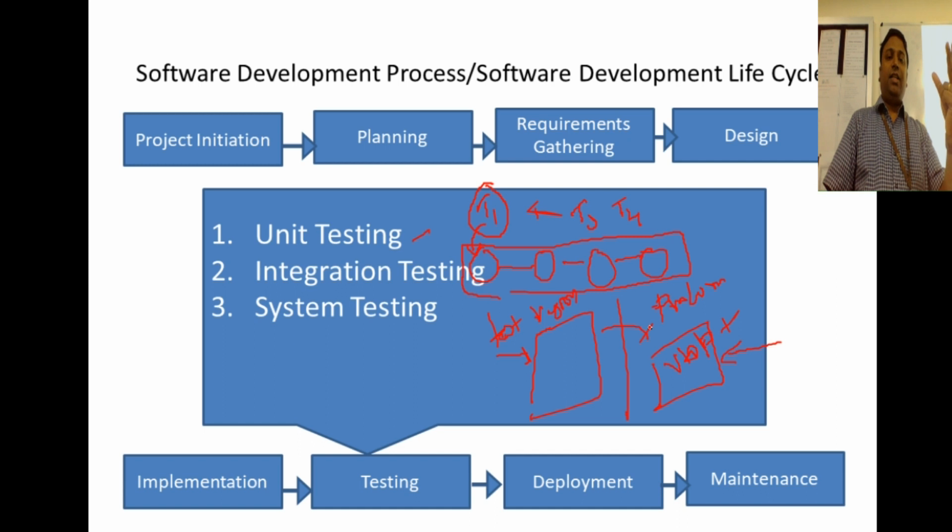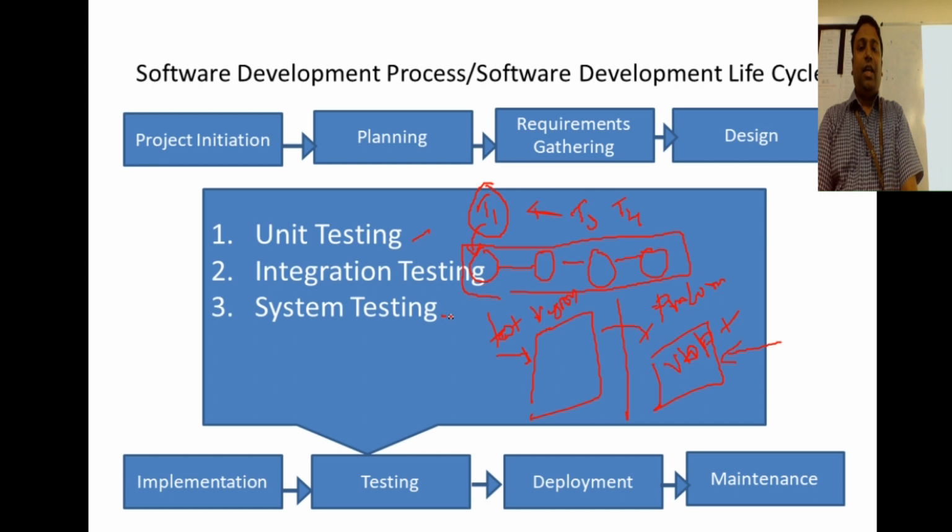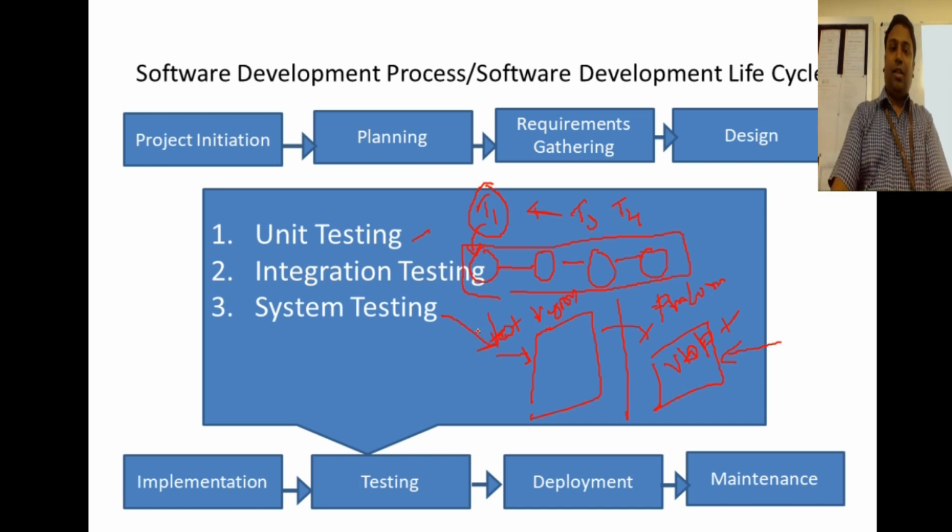Unit testing and integration testing will be performed by programmers themselves, whereas system testing will be performed by third-party testers, maybe from other organizations or from your own organization. They are independent testers, not related to the code; they have not written it, they will just be testing your system. System testing will be done by third-party system testers. Please understand that.